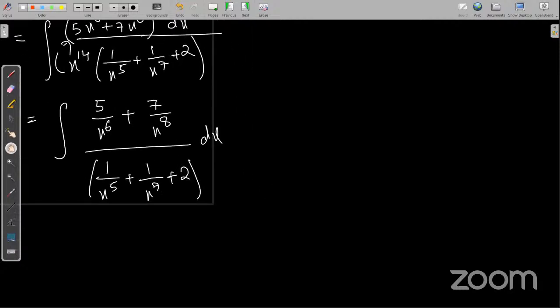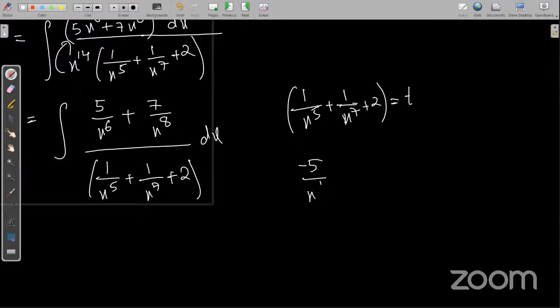If you properly observe your numerator as well as denominator, if I take my denominator as t, what am I going to get? Just tell me. 1 by x power 5. I just have to differentiate this one, right? For finding dx is equal to dt, I will be getting minus 5 by x power 6 minus 7 by x power 8 plus 0 dx is equal to dt.